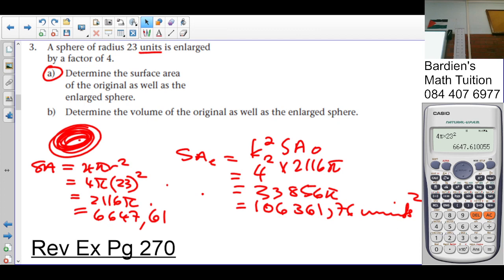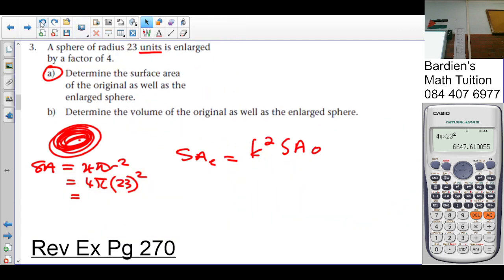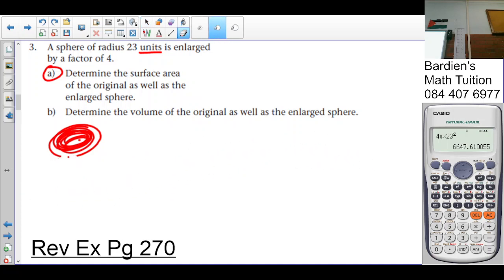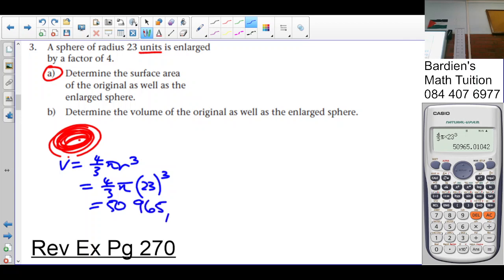Okay. And then the question is with regards to the volume. B was volume. Now how do you calculate the volume of a sphere? It's 4 over 3 pi r cubed, which is 4 over 3 pi times 23 cubed. That's my mistake. This is going to be fairly large, so I'm not going to work this out in my head. So they give you that number there, which is 50,965.01.